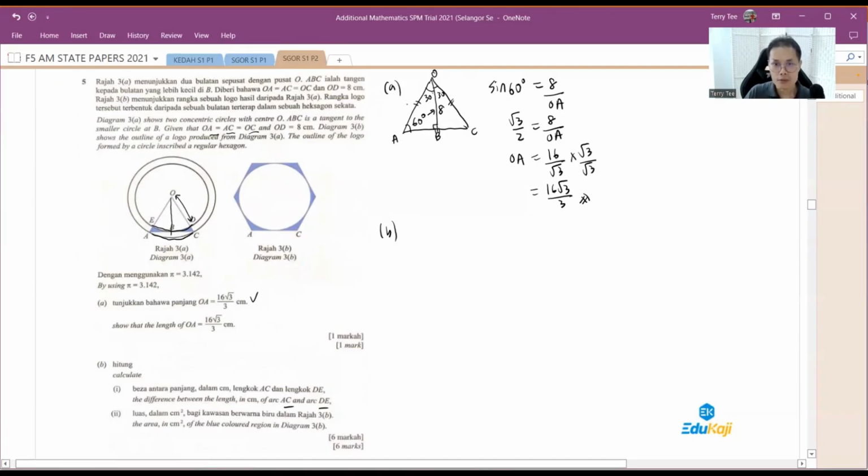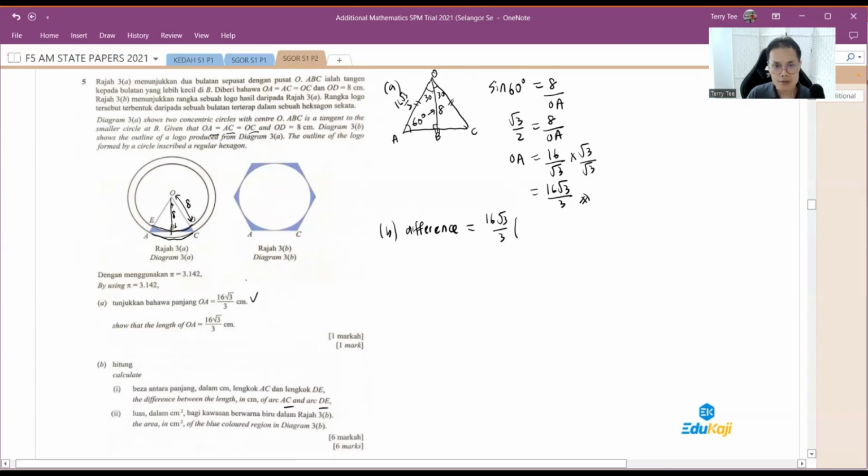Now, the bigger radius I already know. OA has a radius of 16 sec 3 over 3. OB has a smaller radius, as you can see, which is 8. This is 8 from here to here. So the difference in their length of arc will be length of arc AC. AC is bigger, which is R, 16 sec 3 over 3 times theta.